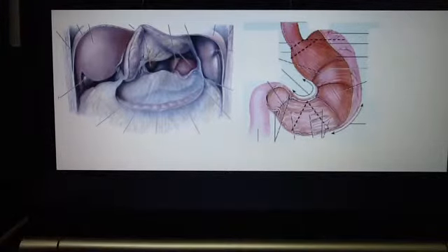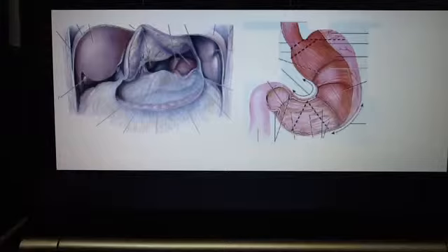Okay, we are looking at the stomach. First, let's look at the basic parts of the stomach. The four parts are the cardia, the fundus, the body, and the pyloric region. And there are two curvatures, the lesser curvature and the greater curvature.